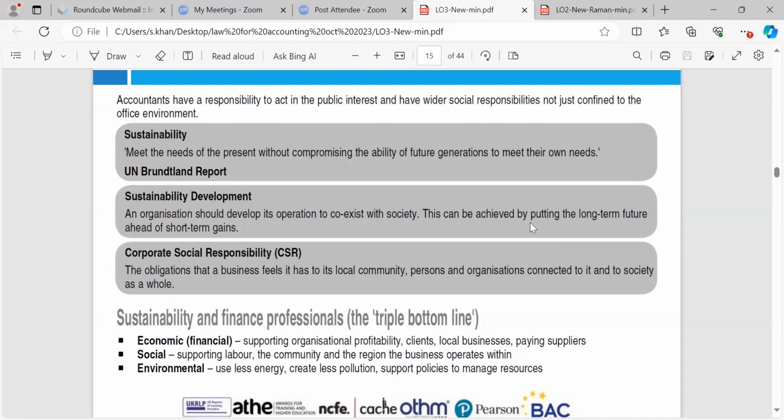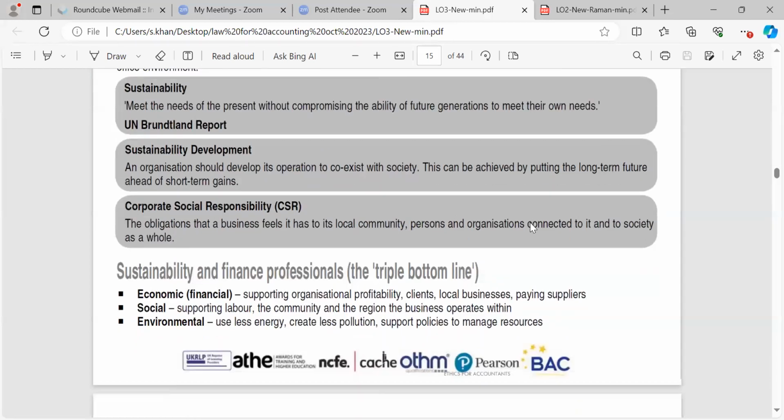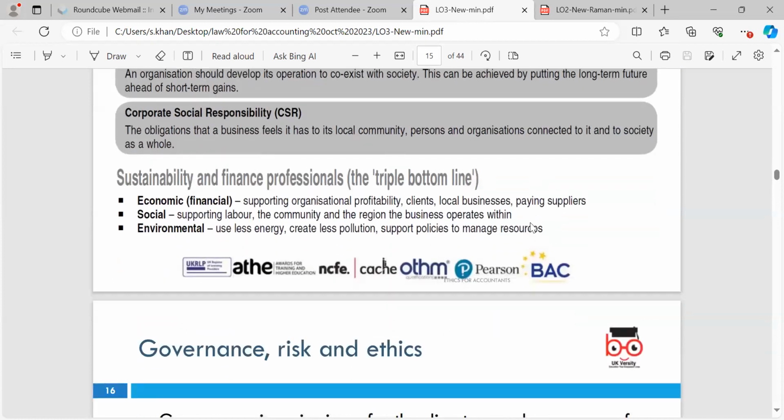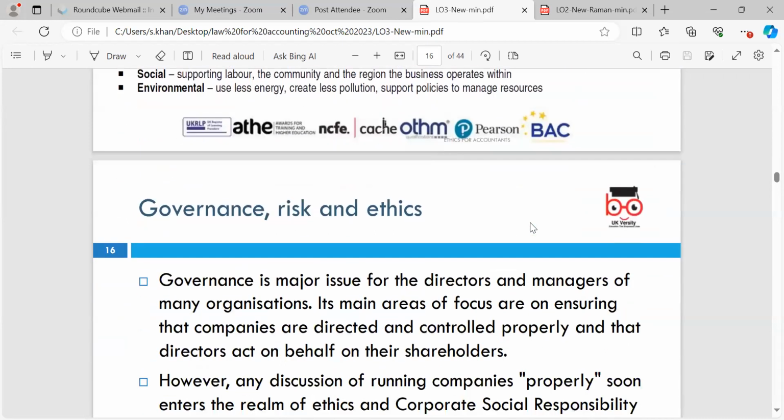Corporate social responsibility, CSR: the obligations that a business feels it has to its local community, persons and organizations connected to it, and society as a whole. Sustainability and financial professions: economic, social, and environmental.